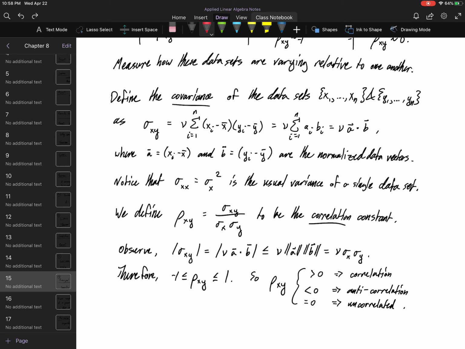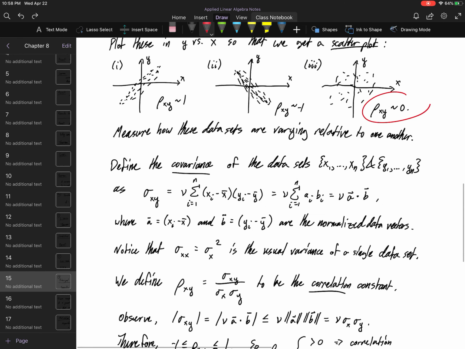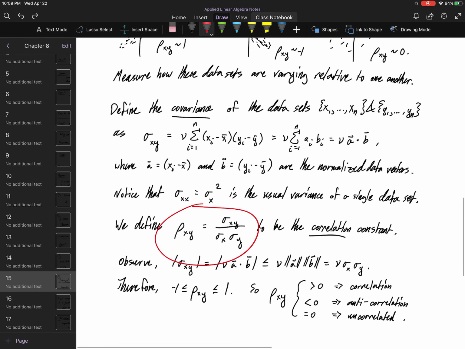So notice that if we are comparing against the same data set, then we actually get the usual notion of variance. So what we're going to do is define this rho sub xy that I had labeled in the previous example, but didn't give it any context apart from saying it was a measure of correlation. Well, here it is. Here's the definition of what a correlation constant looks like.